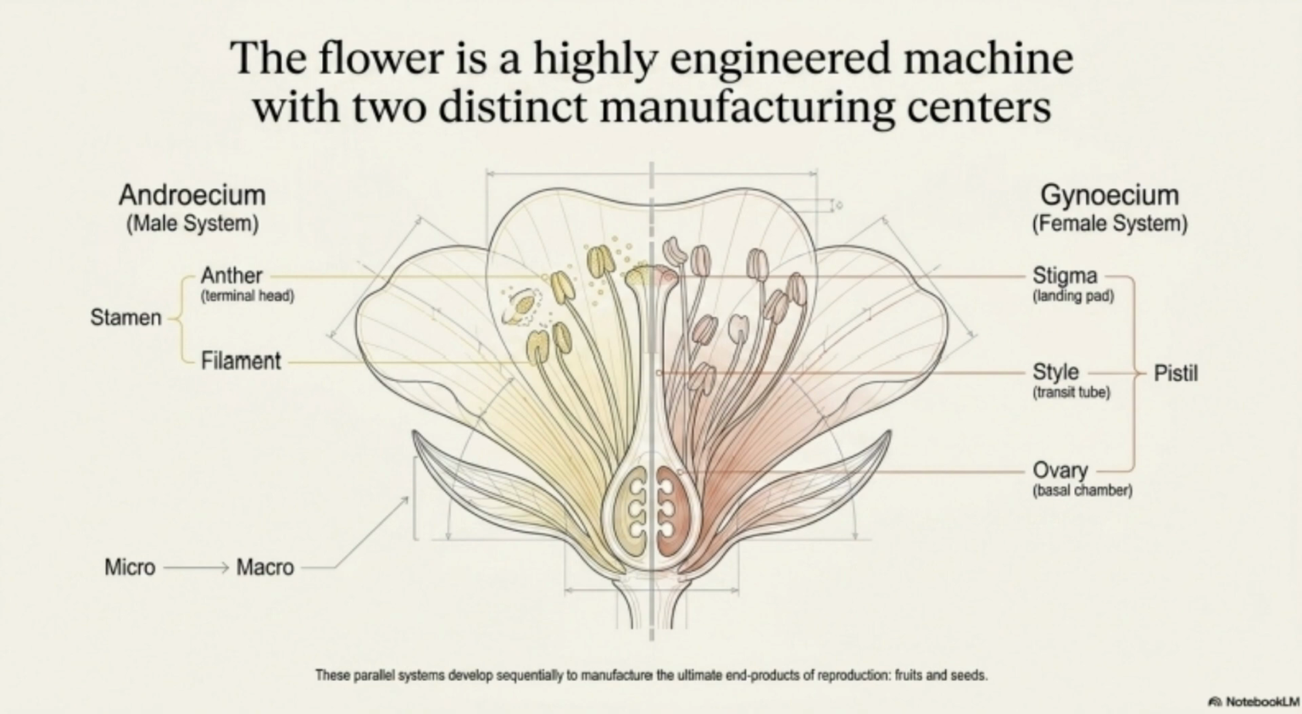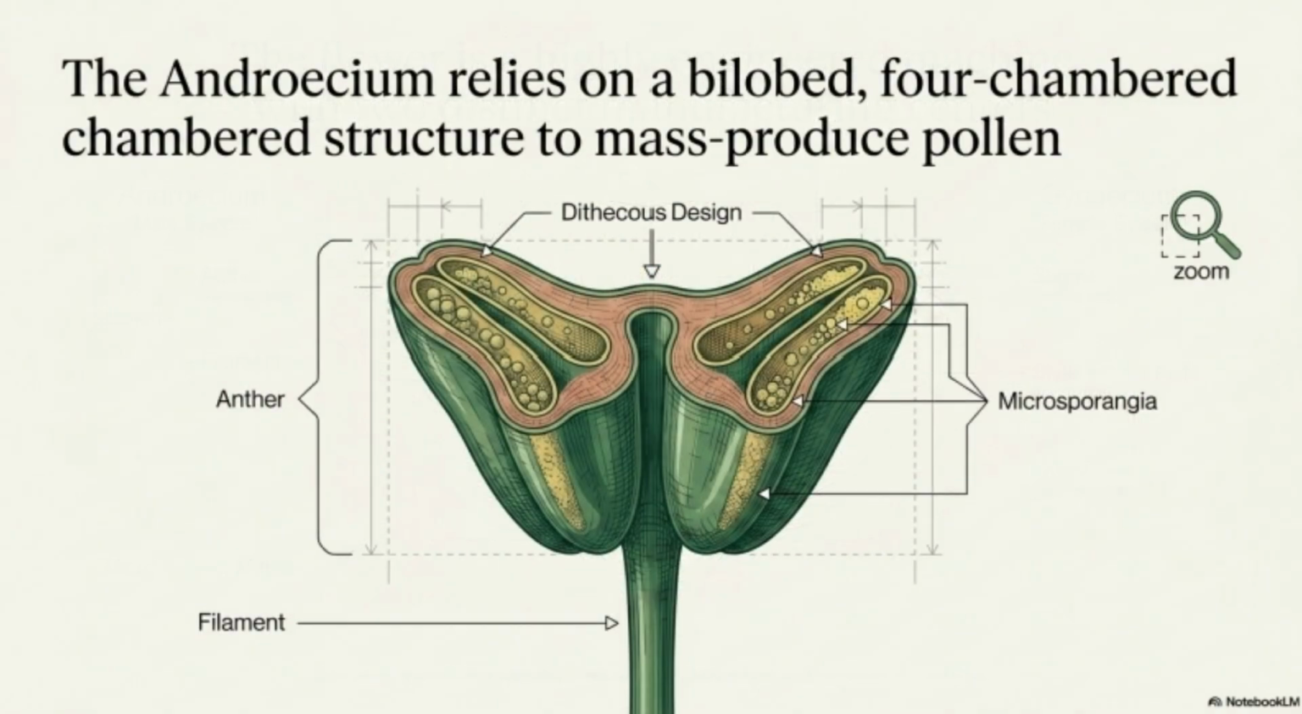Now, let's look at the factory floor. A flower houses two distinct, highly specialized manufacturing centers that develop sequentially. On the male side, we have the androecium, made up of stamens. Each stamen has a terminal head called the anther held up by a stalk called the filament. On the female side, we have the gynoecium, or the pistil system. It features a top landing pad called the stigma, a long transit tube called the style, and a basal chamber known as the ovary. Together, these parallel systems work to manufacture the ultimate end products of plant reproduction: fruits and seeds.